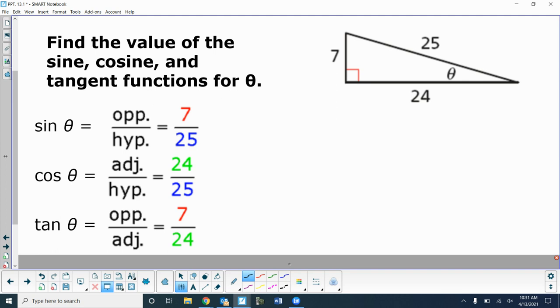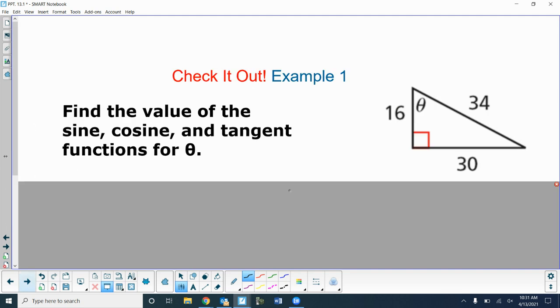No questions? All right. You ready? Nicole, what sine? 30 over. Very good. Here's theta this time. Opposite's 30. Hypotenuse 34. Now, what should we do with 30 over 34? Reduce it. Always reduce, simplify your fractions.